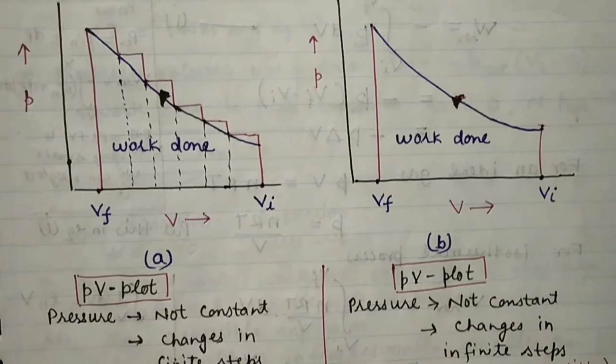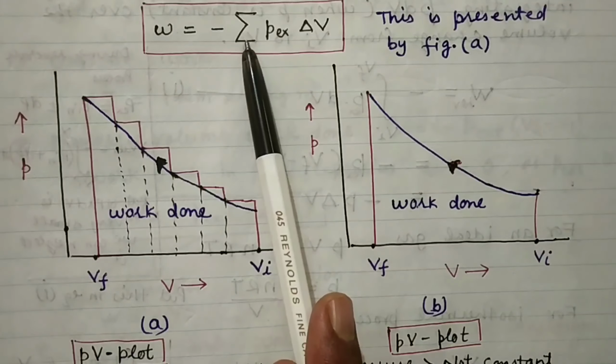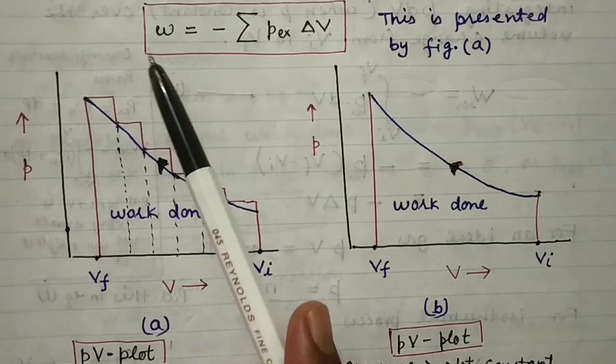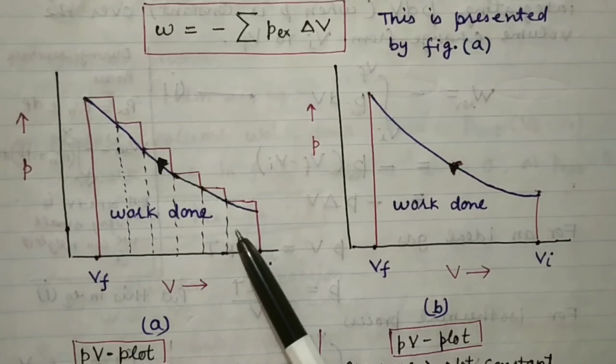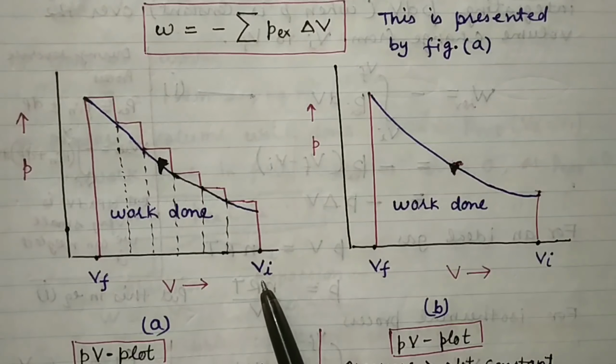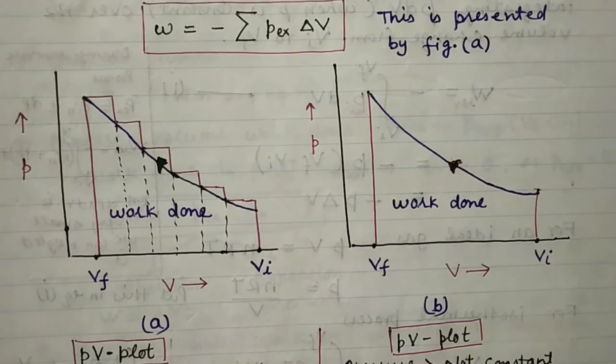We have to find the work done just by adding all of these. That's why we have taken the summation here, right? Because we have to take the overall work done. So we have to add this pressure and change in volume, right? Here is the initial volume, and when the gas is going to compress, then this is the final volume, right?